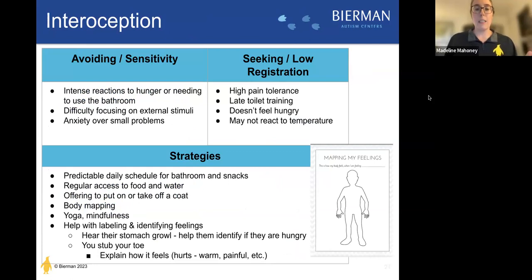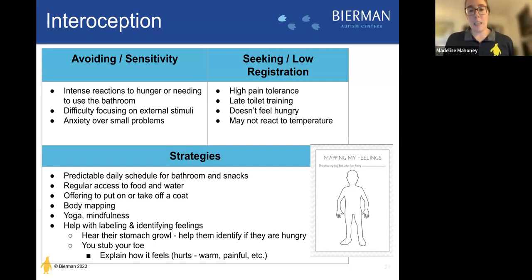So for different activities, if someone is avoiding or sensitive to interoception, they're going to have really intense reactions to hunger or needing to use the bathroom. They may have difficulty focusing on external stimuli, because they're so aware and in tune to what is going on inside their body. For example, if I'm asking them to do a handwriting task, and they're so focused on how hungry they are, they're not going to be able to perform to the best of their ability because they're so focused on how they're feeling on the inside. So maybe if we were to go get a snack and then come back to it later, they would be able to do better on that handwriting task. And then maybe they feel really, really anxious over small problems.